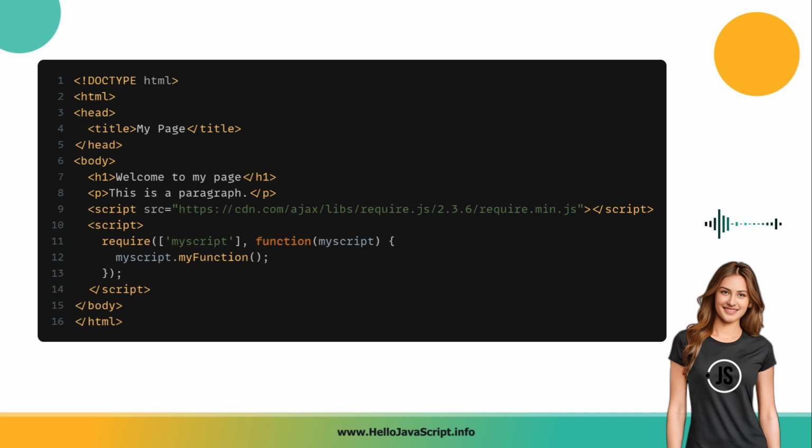In this example, the script loader Require.js is used to load the script file. The Require.js library is included in the script tag, and then the require function is used to load the script. The second argument of the require function is a callback function that is executed when the script is loaded successfully. The callback function then calls a function called myFunction, which is defined in the loaded script. Using a script loader can provide several benefits, such as improved performance by loading scripts asynchronously, better organization and dependency management of scripts, and easier maintenance and debugging of code.